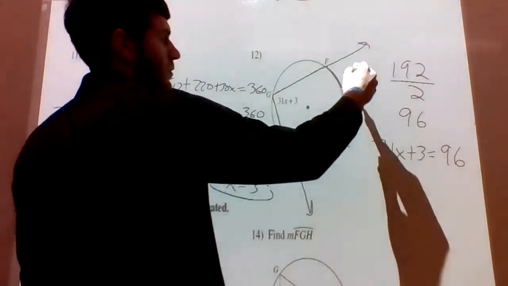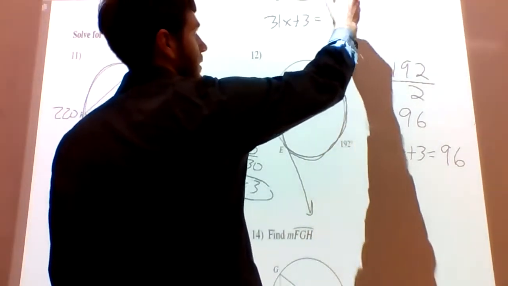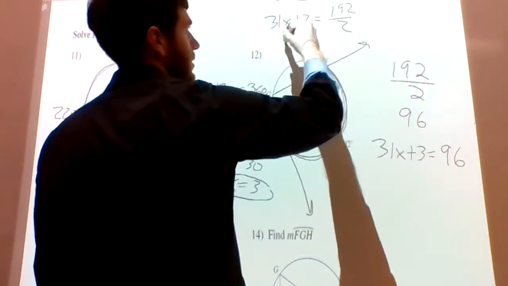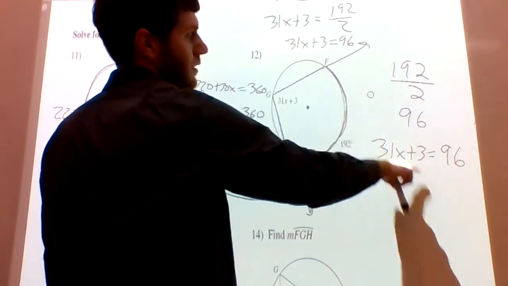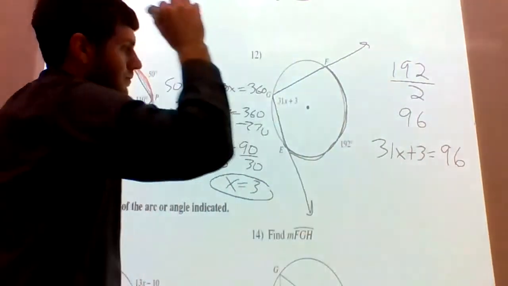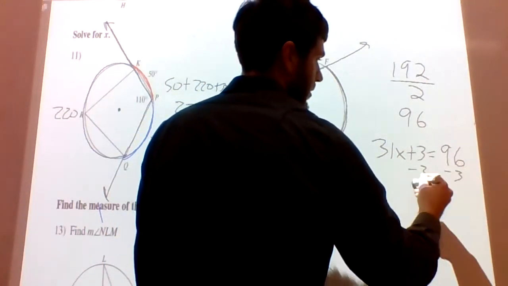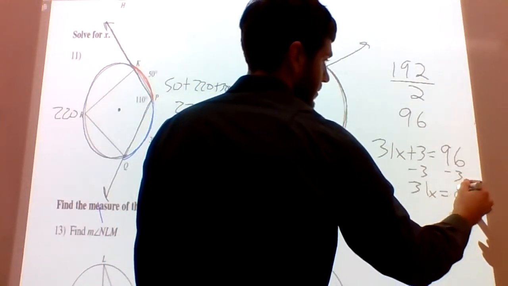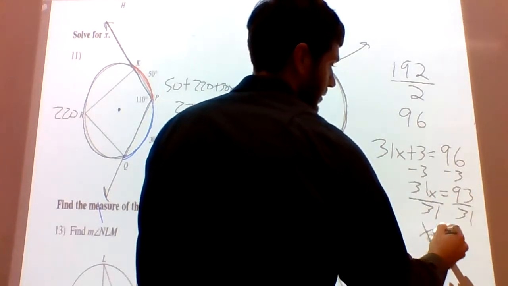So all we do here is 31x plus 3 equals 96. Or we could say 31x plus 3 equals 192 divided by 2, which gives us 31x plus 3 equals 96. Same thing. Subtract 3. 31x equals 93. Divide by 31. We get x equals 3.